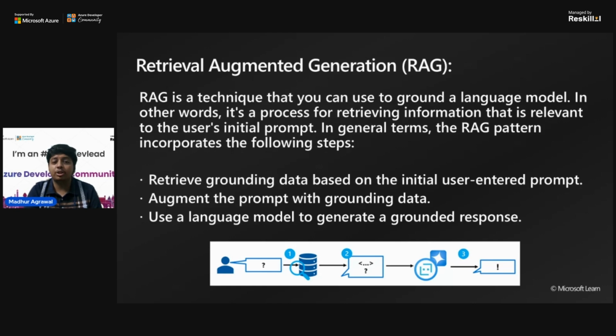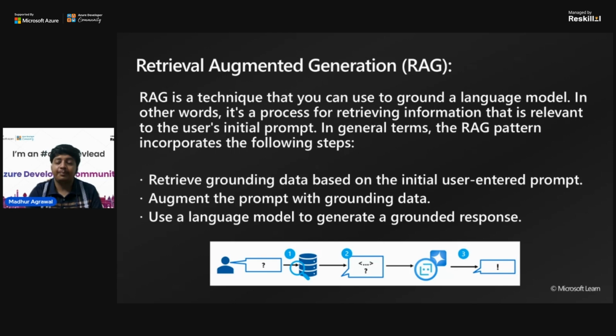So let us talk about RAG first. RAG is a technique that you can use to ground a language model. In other words, it's a process for retrieving information that is relevant to the user's initial prompt. In general terms, the RAG pattern incorporates the following steps. The first step is retrieving ground data based on the initial user entered prompt. Then the second is augmenting the prompt with ground data, and then using a language model to create a grounded response. So basically, this is the basics of RAG, how the LLM produces an output against an input. The user entered prompt is grounded, then the prompt is augmented, and then the language model generates a grounded response.